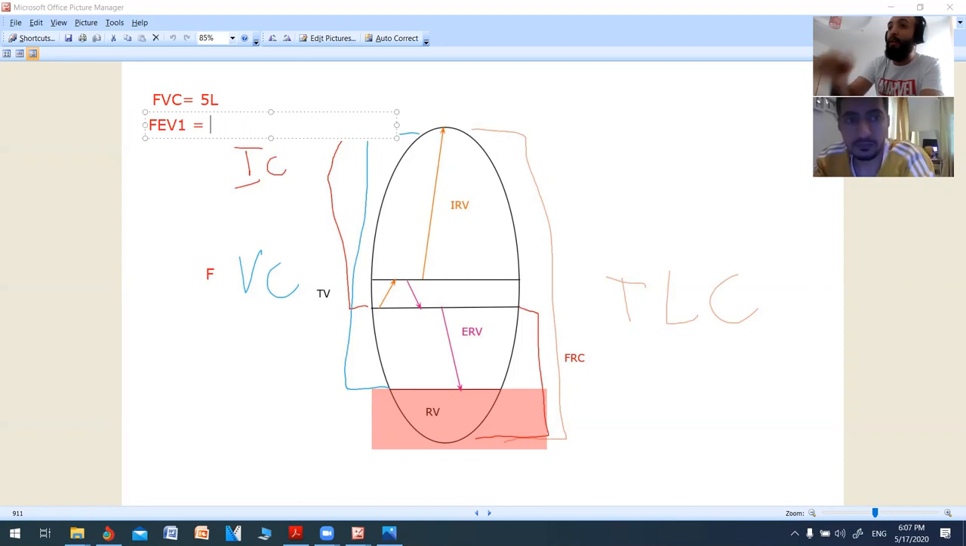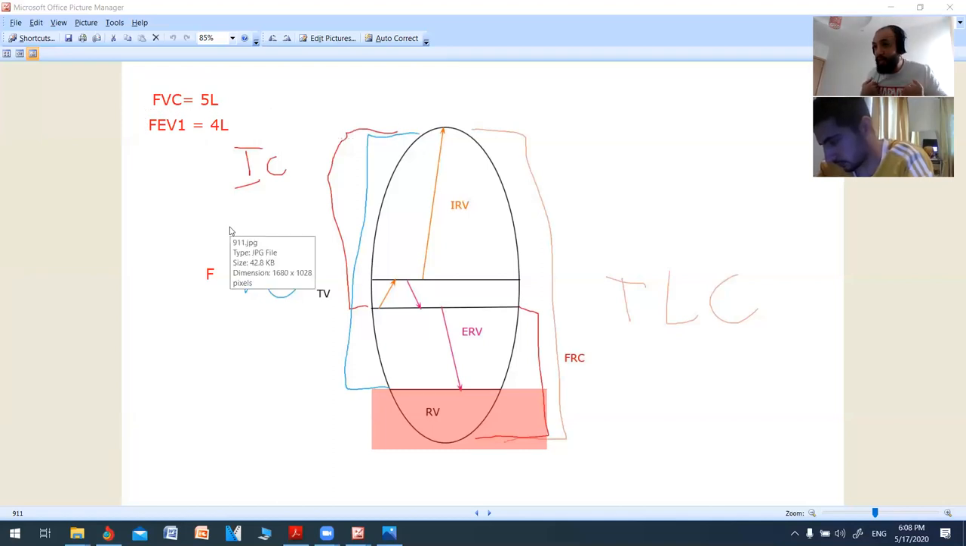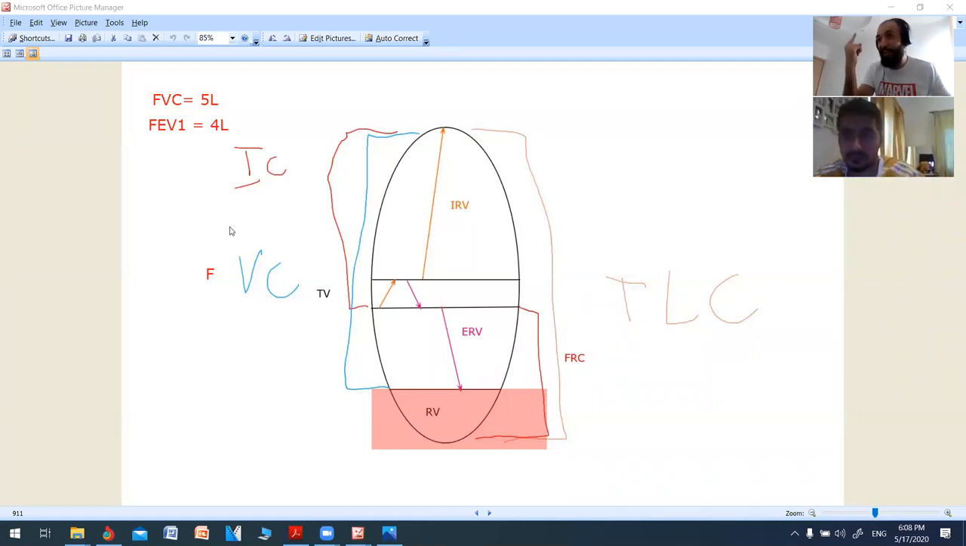What is the FEV1? Forced expiratory volume in the first second. For example, 4 liters. So when he gets all the air out, he gets 5 liters. But in the first second, he got how much? 4 liters. You understand? So in the rest of the 5 seconds, I forced him to get 1 liter.